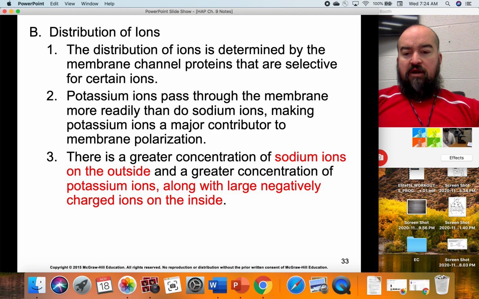The analogy to kind of remember this is a salty banana. I don't know who came up with that, but I've been using that for years to kind of remember where the ions are. So salt we know has sodium, and bananas we know have potassium.